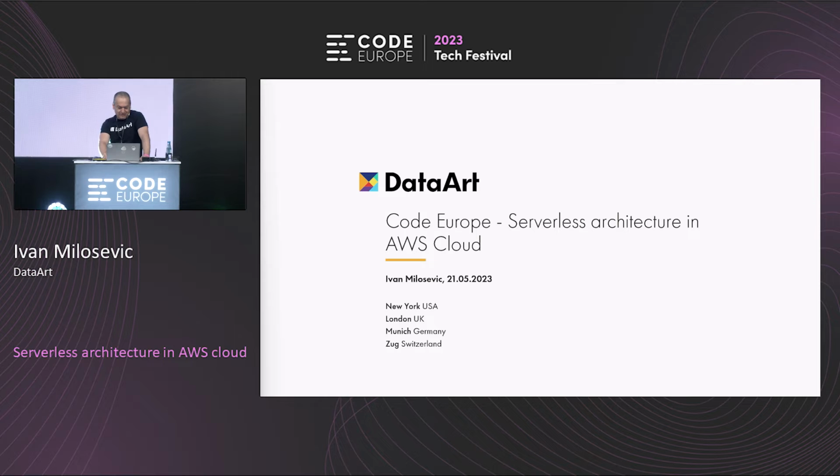with today's topic. So welcome. Welcome all of you. Nice to see you here. Our topic today is about serverless architecture in the AWS cloud. Sorry about the date. It is obviously a wrong one, but actually this is the date when this slide was essentially completed.